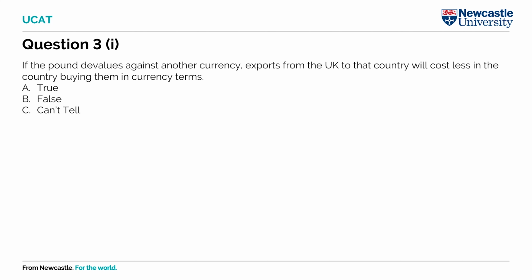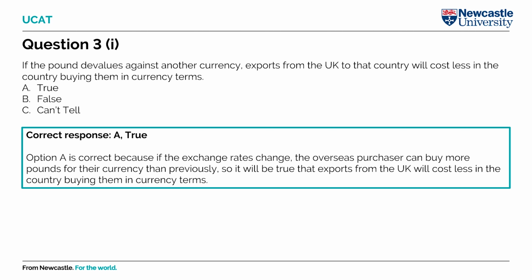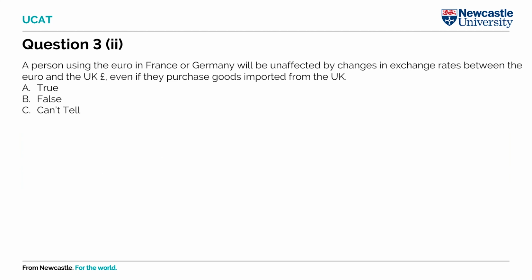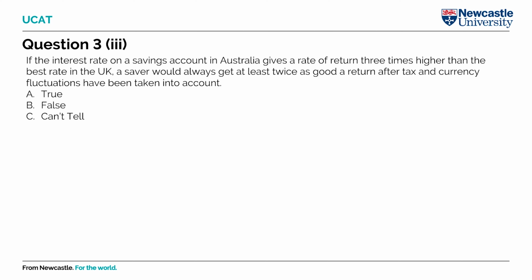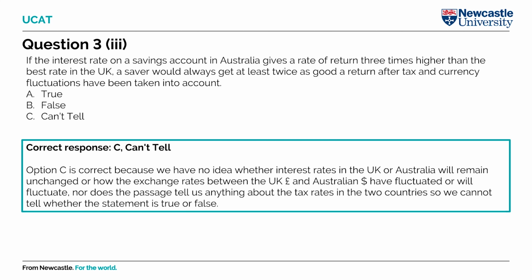So the answer to the first part of question 3, if the pound devalues against another currency, exports from the UK to that country will cost less than the country buying them in currency terms. True, false, or can't tell, for A, B, or C. Correct response is A, that's true. And the second part of this question, the correct answer was B, false. The third part of this question, the correct response was C, can't tell.